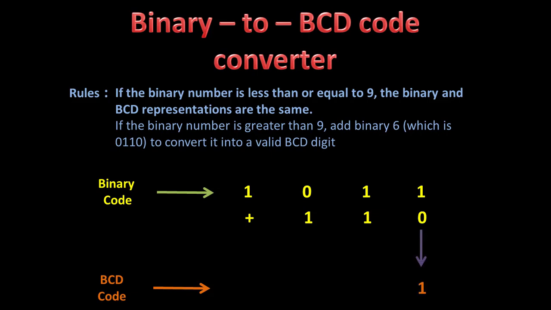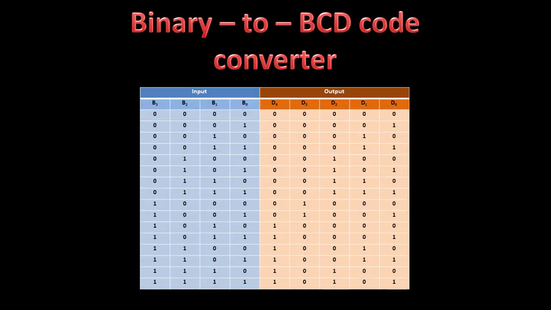So 1 plus 0 is 1. 1 plus 1 is 0, carry 1. 1 plus 0 is 1. 1 plus 1 again 0, carry 1. And 1 plus 1 is 0, carry 1. So this carry 1 on the leftmost becomes the 5th bit. Okay. So in our truth table we will have 4 inputs and 5 outputs. So this is the truth table. You can see the inputs are B0, B1, B2, B3, and the outputs are D0, D1, D2, D3, and D4.